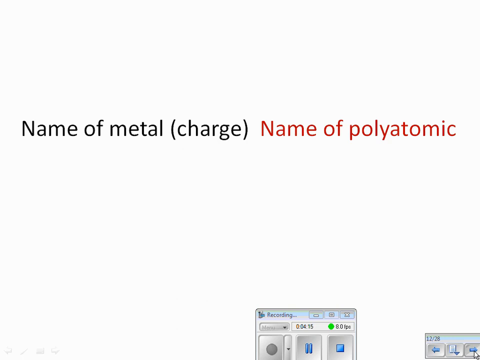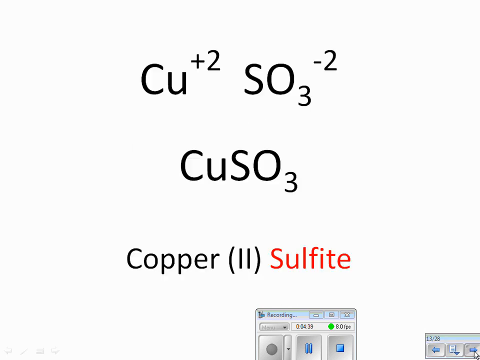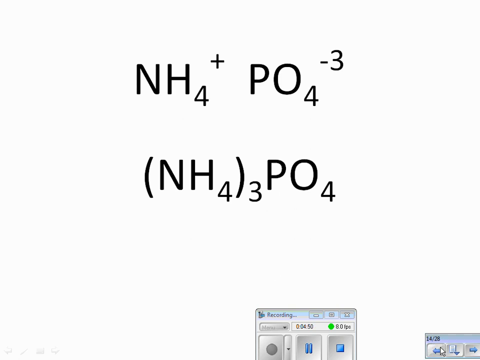Well, we are going to use the name of the metal. In this instance, it is copper. We are going to follow that name with the charge that metal has when it forms a cation in parentheses. And then since we have a polyatomic, we are going to simply put the name of the polyatomic following the name of the metal with the charge. So for our compound here, it would be copper 2. That 2 corresponds to this charge. Sulfite.